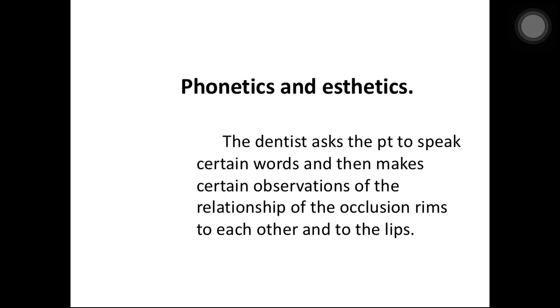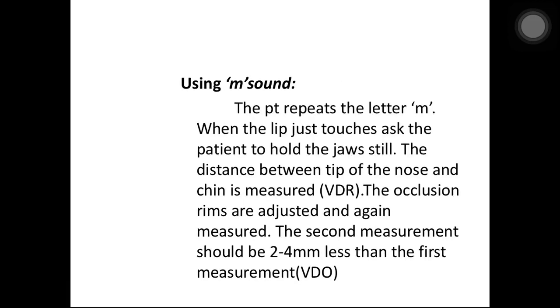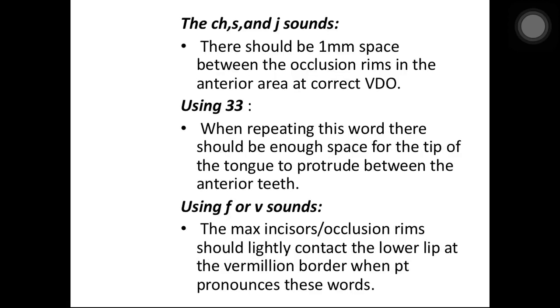The dentist asks the patient to speak certain words and then makes certain observations of the relationship of occlusal rims to each other and to the lips. The patient repeats the M sound when the lip just touches. Ask the patient to hold the jaw still. The distance between tip of the nose and chin is measured. The occlusal rims are adjusted and again measured. The second measurement should be 2 to 4 millimeter less than the first measurement, which is also called freeway space.